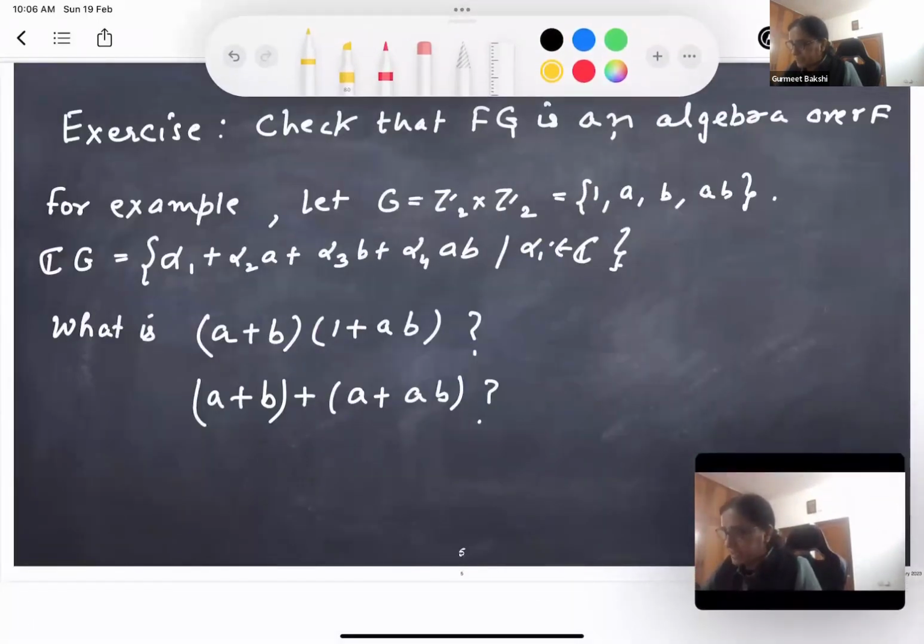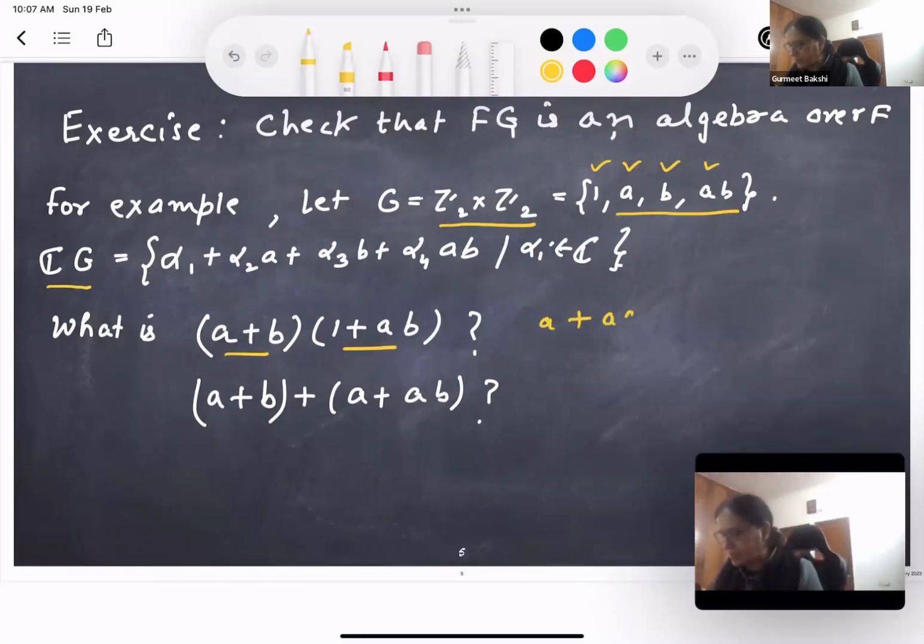For example, let's say your group is Klein's 4 group, Z2 cross Z2. Its elements are written as 1, a, b, and ab, or whatever way you want to write down its elements. Let's say I'm talking of the complex group algebra. Then its elements are complex linear combinations of these 4 elements. The addition is component-wise, and multiplication is using the group multiplication. For example, these are 2 elements of CG. How do you multiply them? In a very obvious manner.